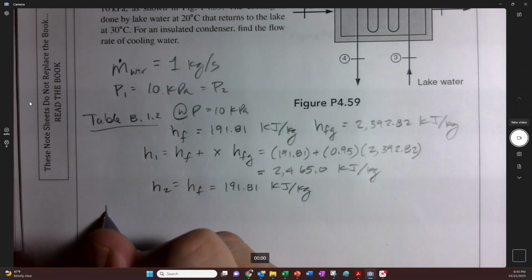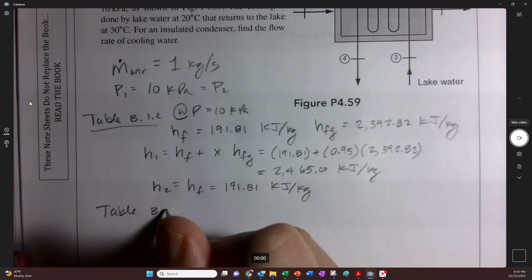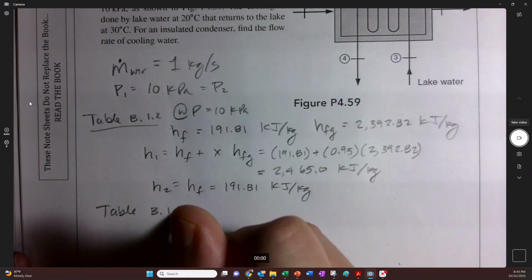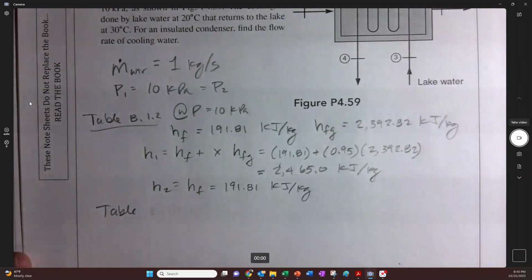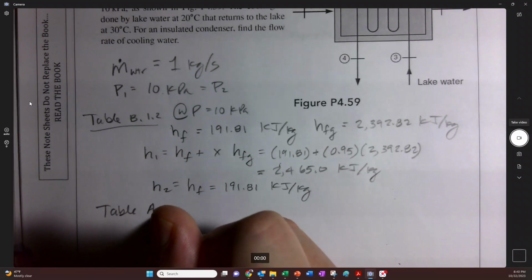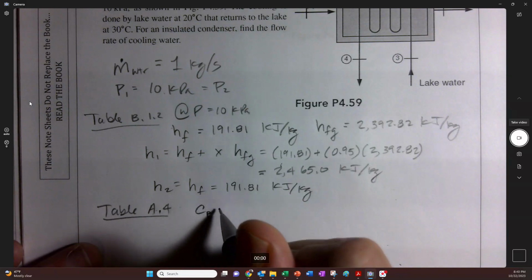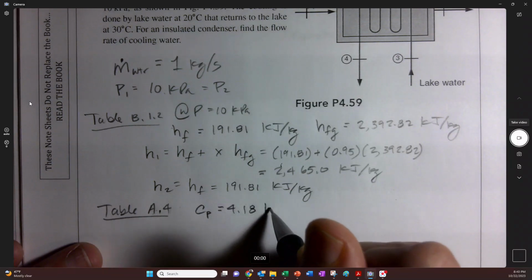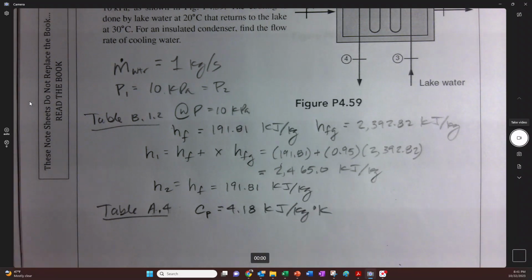We can also look up, just to make my life easier, when it's just going to be water and they don't know anything about the pressure, there's a good chance that you could just go ahead and look up, especially if it's just water. It's not changing phase, nothing. Go to table A4, and for water, find the specific heat. And we can use that.